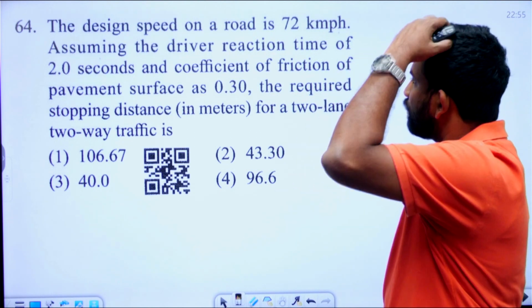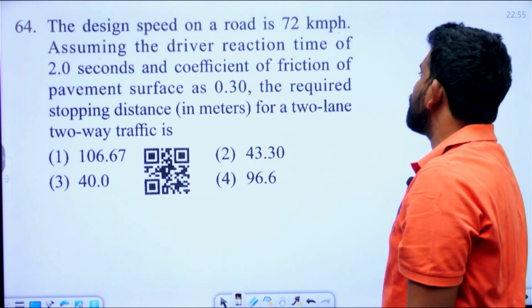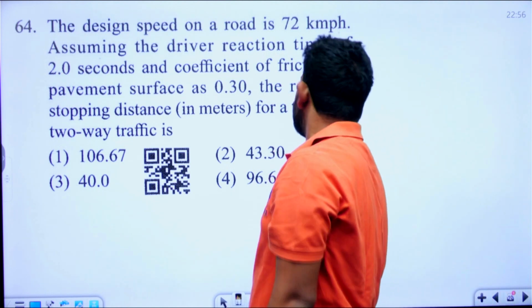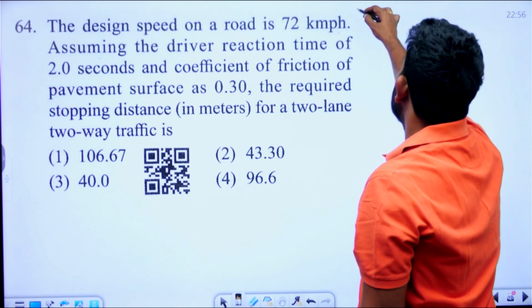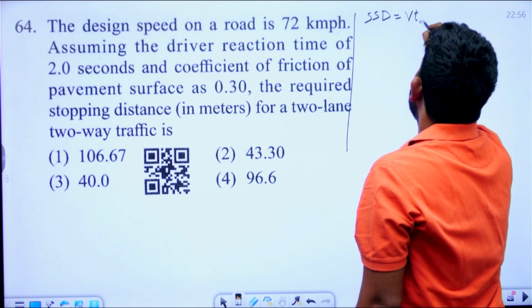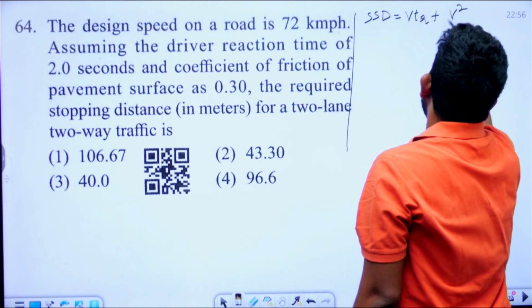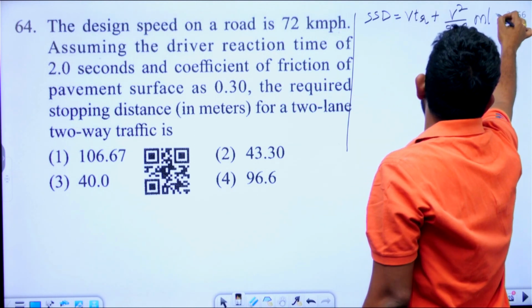The next question: the design speed of a road is 72 kmph, assuming the driver reaction time as 2 seconds and the coefficient of friction of the pavement surface as 0.30, the required stopping distance for a two-lane, two-way traffic is dash. Simple direct question. We need to find it from the stopping sight distance formula, which comes out to be V times T_R, the lag distance, plus V square upon 2gf, which we call the braking distance. The result will be in meters.